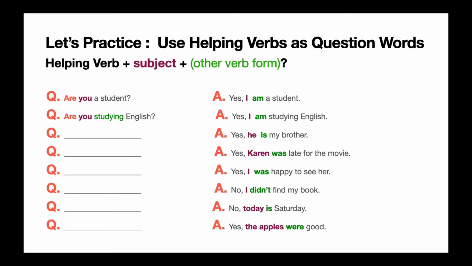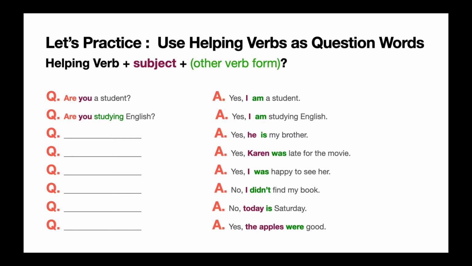Am is the be verb, and I is the subject, but you can't ask a question to yourself, so you change it to you, and then you uses the verb are. You have to put that in the front, and then there is no other verb form.